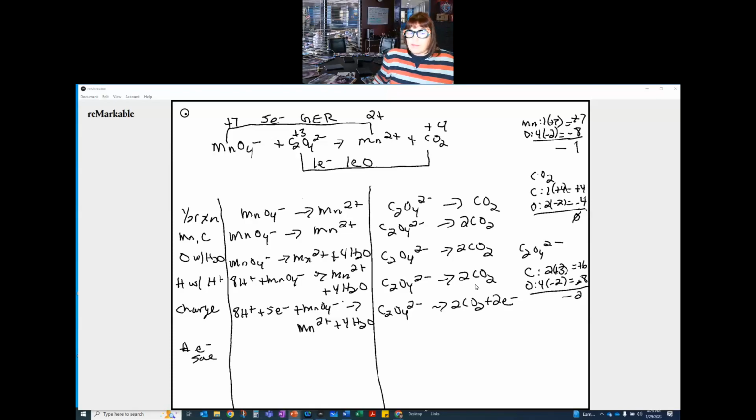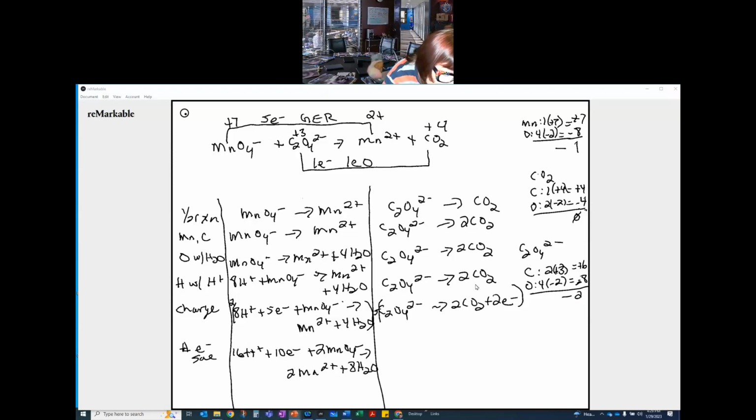I have a 5 electron process on the Mn side, and I have a 2 electron process on the C2O4 2 minus. The only way I can get those to be even is if I cross multiply. So I need to multiply this one by 5 and this one by 2. 16H plus, 10e minus, plus 2MnO4 minus goes to 2Mn2 plus 8H2O. So I have to multiply everything in that half reaction by that 2.